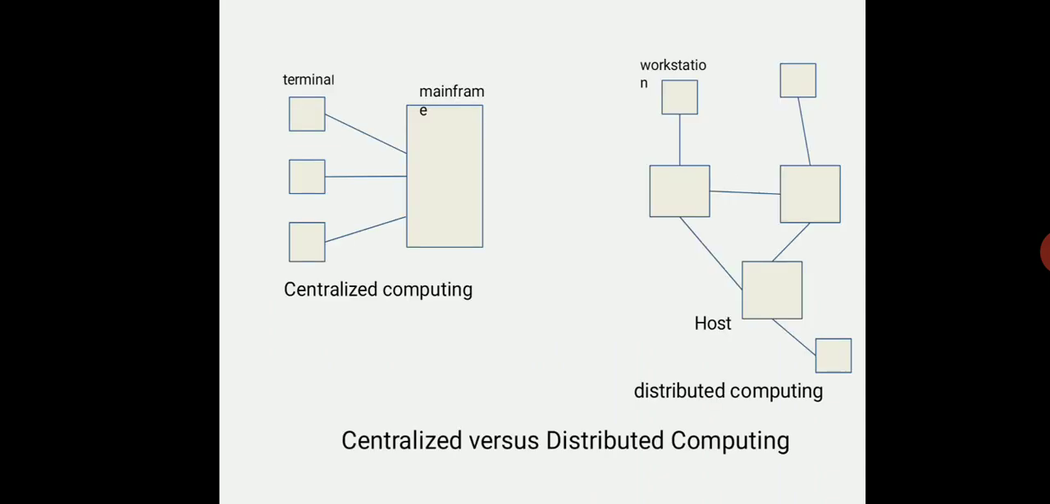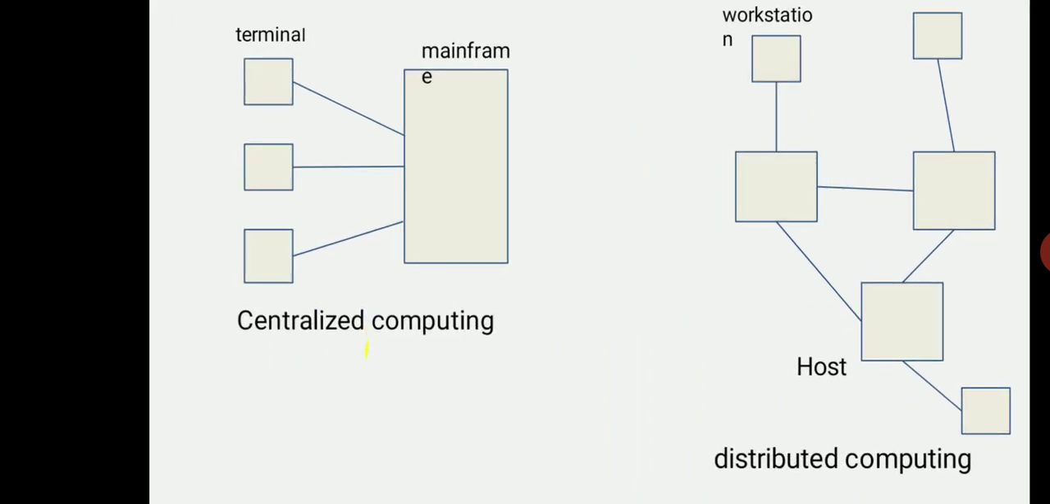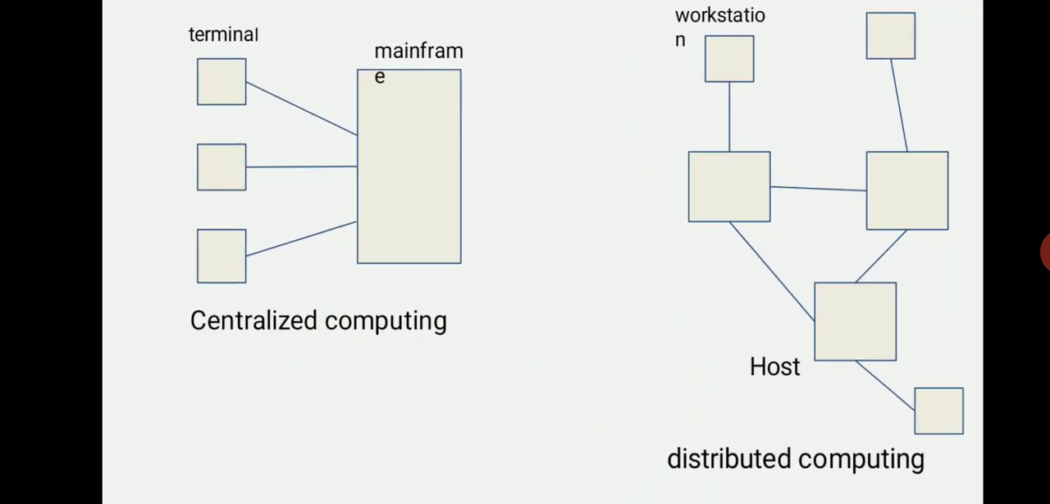So here this diagram shows centralized computing versus distributed computing. So what is centralized computing? That is monolithic computing, only a single computer and its own resources, isn't it? And the computer is not connected to any network. See here in this centralized computing, this is a mainframe, a computer of larger size, and some terminals are connected to this mainframe. So all these terminals are accessing the single mainframe. So that is centralized computing.